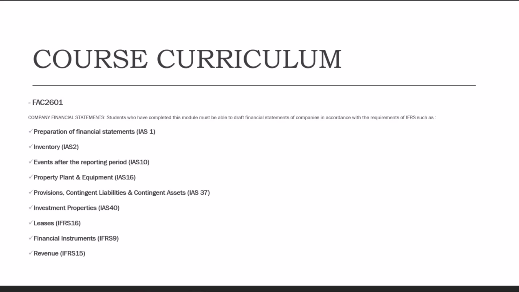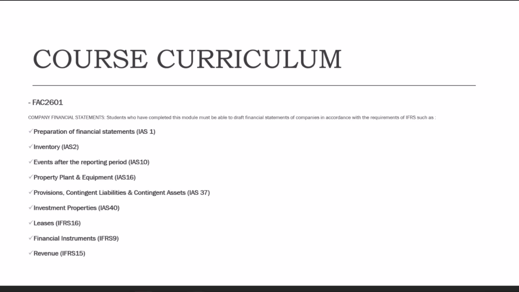Good. Then we have provisions, contingent liabilities, and contingent assets. What are provisions? What is the difference between a provision and a liability? The standard that deals with provisions is what? IAS 37, International Accounting Standard 37.